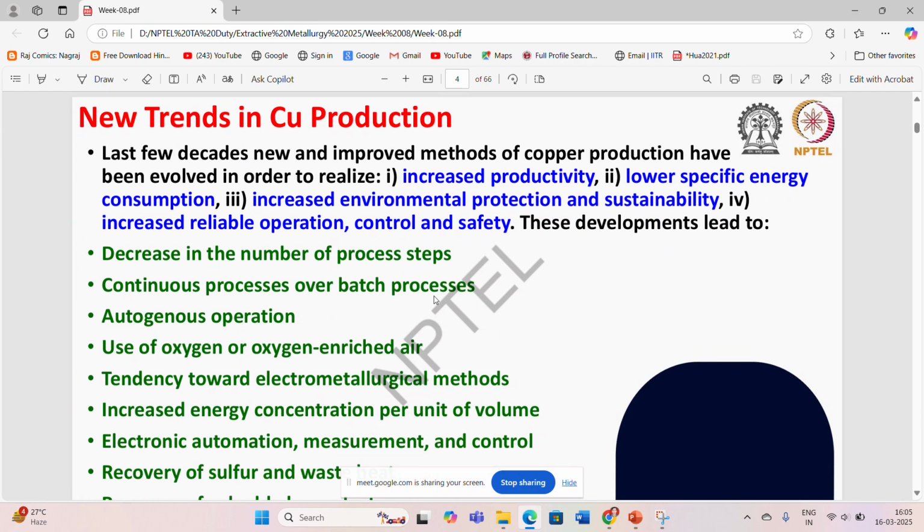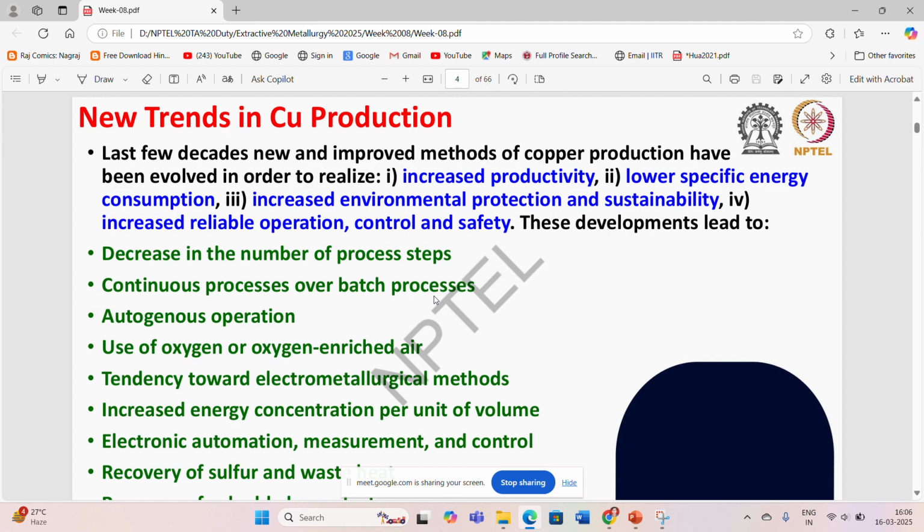So, the last few decades. Normally, in the 1920s or 1930s, they were producing copper with the help of reverberatory type roasting furnaces. They were going for the matte smelting process. Then after matte smelting, they were going for the conversion process to produce blister copper, and then blister copper was subjected to the electro refining processes to get 99% purity copper metal.